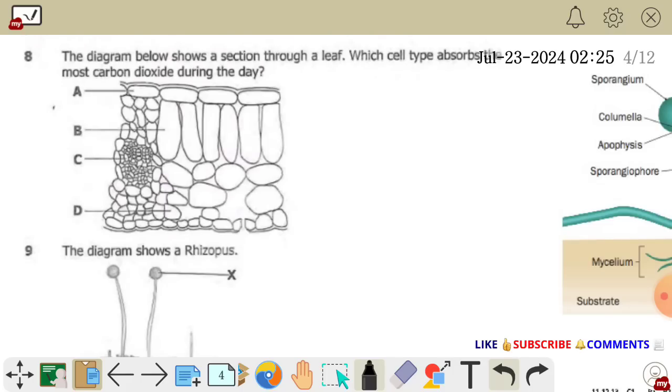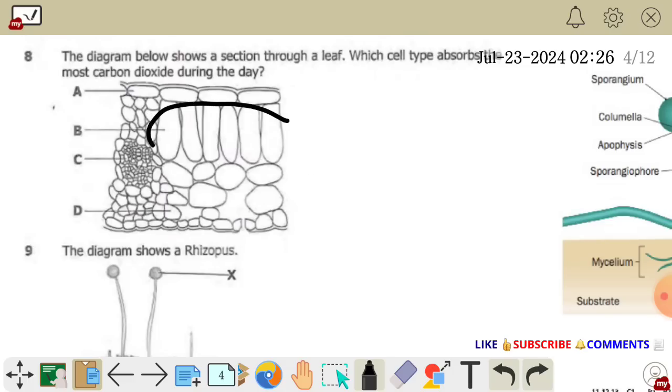Question 8. The diagram below shows a section through a leaf. Which cell type absorbs the most carbon dioxide during the day? The cell type which absorbs most carbon dioxide during the day are the palisade cells, which is B. In this group of cells, you are going to have abundant chlorophyll, which is responsible for trapping sunlight, the sun energy for photosynthesis.